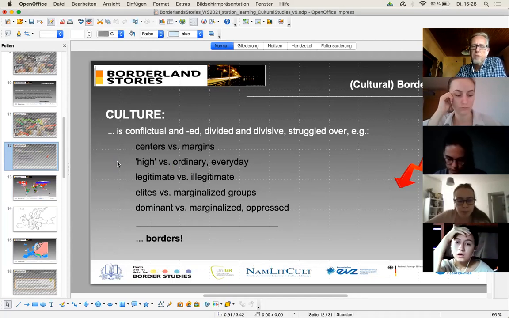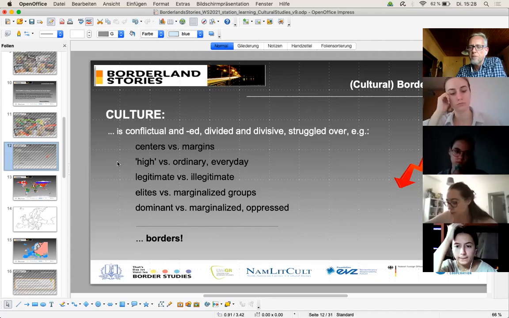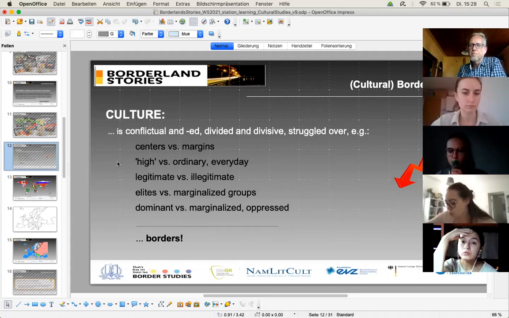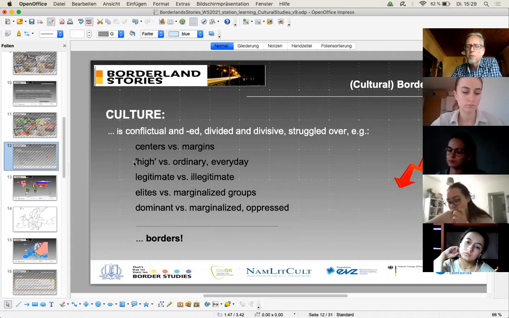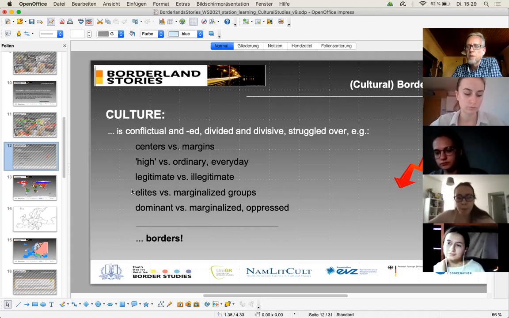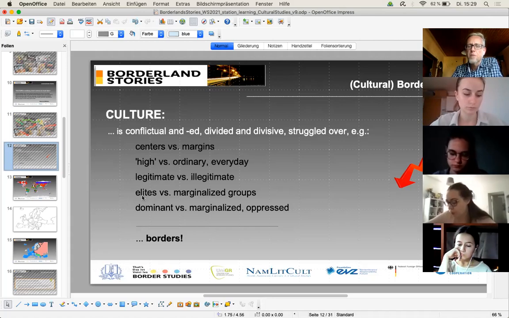You've heard of ideas or concepts like cultural centers versus margins, like being in Austria, here in Vienna or close to Vienna today. Vienna is in many ways the Austrian cultural center, and the rest of Austria is kind of marginal in its cultural importance, at least as it is seen very often. Or high culture versus people's ordinary everyday culture, or legitimate versus illegitimate culture, often has to do with elites versus marginalized groups in a culture, with dominant versus marginalized cultures, even oppressed cultures in a given country or culture. And that's important to see and make visible and ask critical questions about.